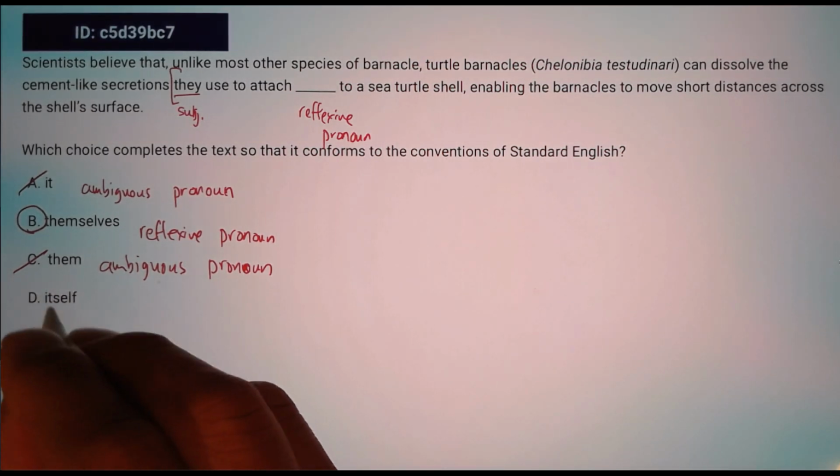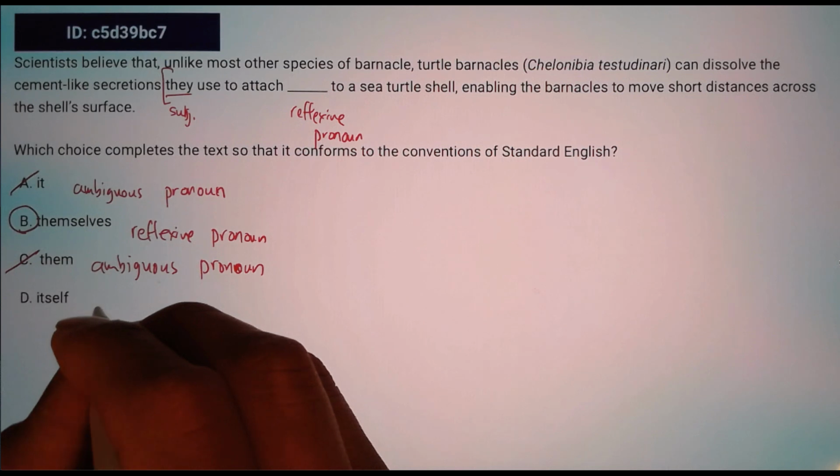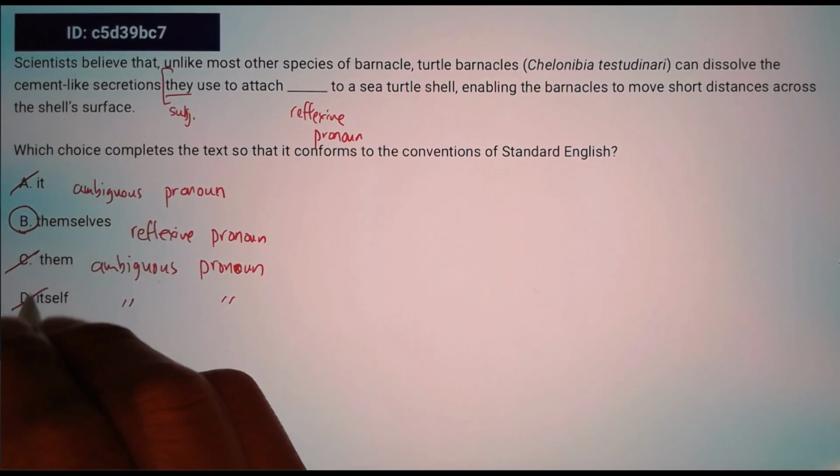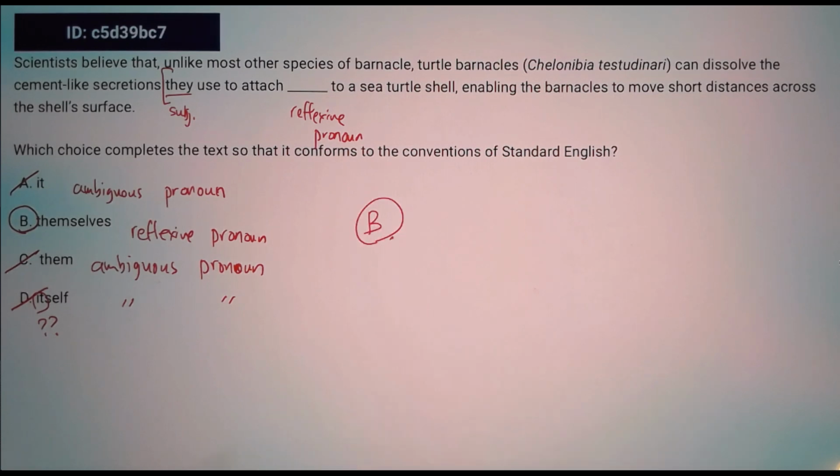Itself is what's here. Even though it's a reflexive pronoun, the it is also an ambiguous pronoun. What's that it? The correct answer is B.